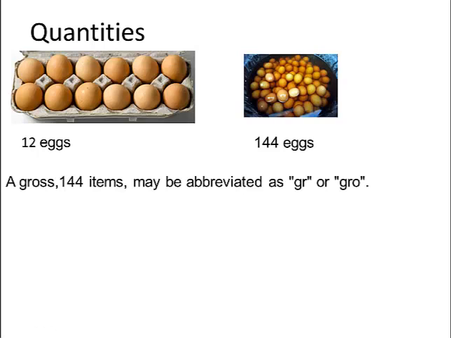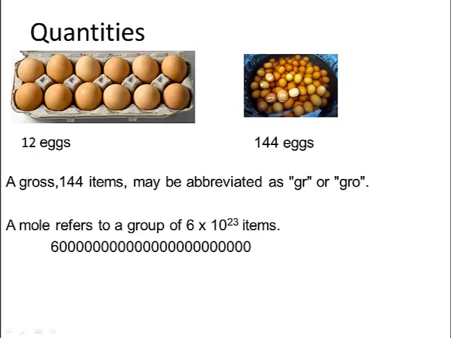In chemistry, a mole refers to 6 times 10 to the 23 particles, which is a 6 with 23 zeros after it. The term mole can be written down in shorthand form as MOL. However, do not try creating your own abbreviations. For example, the capital letter M means something different.